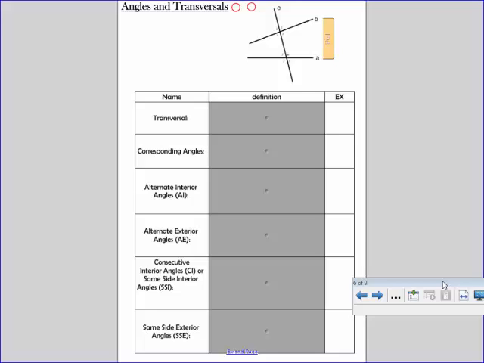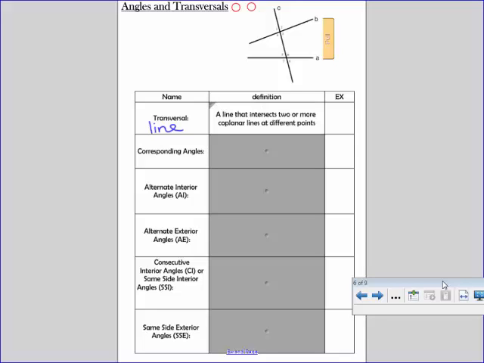1, 2, 3, 4, 5, 6, and 7. So go ahead and draw that out. What we're going to do is go through each name, definition, and example of either the line or the angle. The first part is transversal. It is a line that is up there. It's one of the lines, A, B, or C.